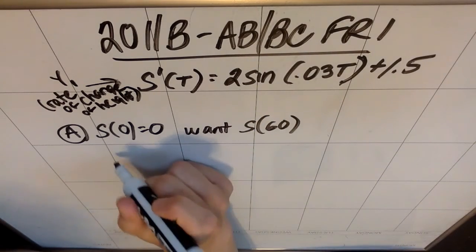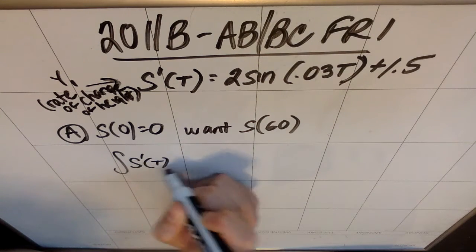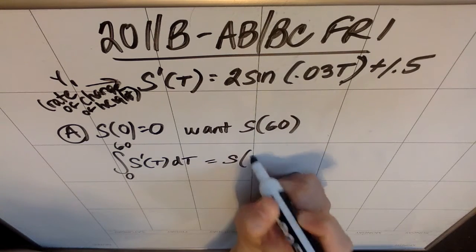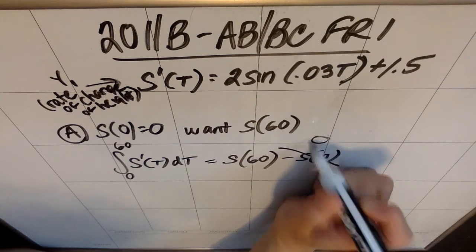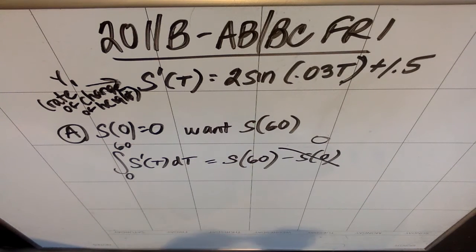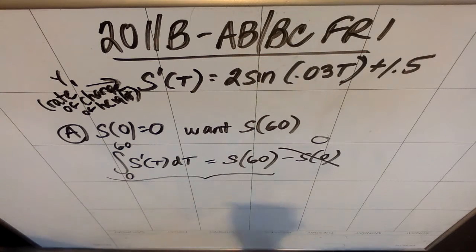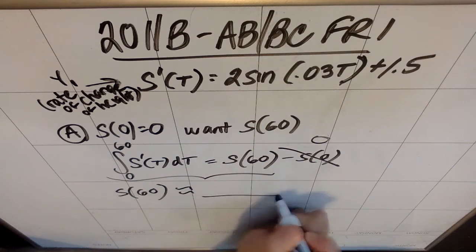In order to find that, I'm going to use the first fundamental theorem of calculus, which says that if I integrate S prime of t dt from 0 to 60, I'm going to get S of 60, which is the thing I want, minus S of 0, which is just 0 anyway, so here it doesn't matter. So essentially, I just need to integrate from 0 to 60 of S prime of t. The AP needs to see that you do this, you have to write this information, and they just want the approximate value. They just want S of 60 is approximately whatever.